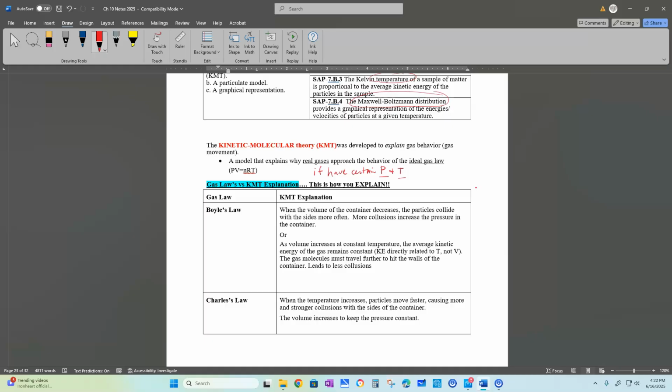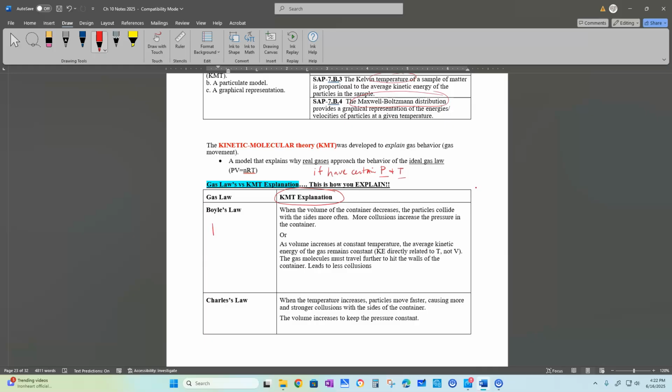So what about the gas laws that we've talked about versus KMT? How do we explain? When you are trying to justify to AP why something increases or decreases or remains the same, these are your explanations. This is what you're supposed to be striving for on your own to be able to explain to AP.